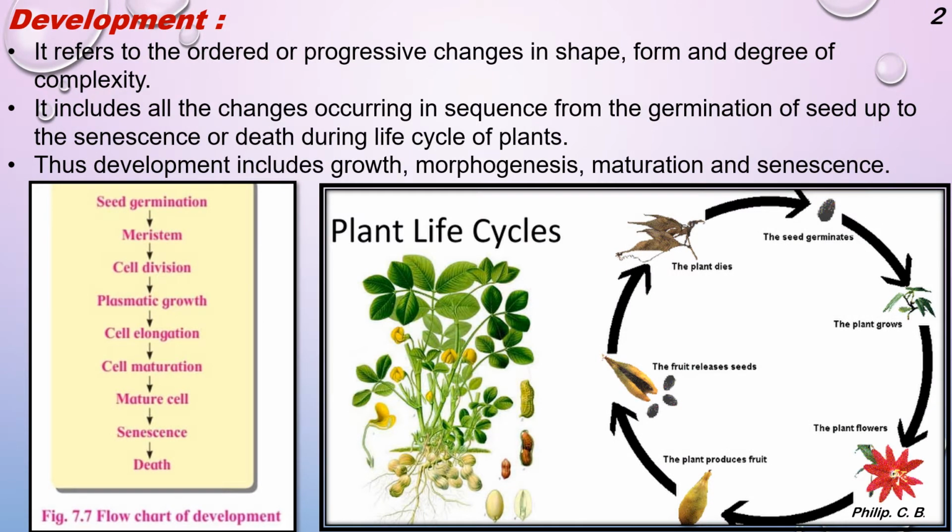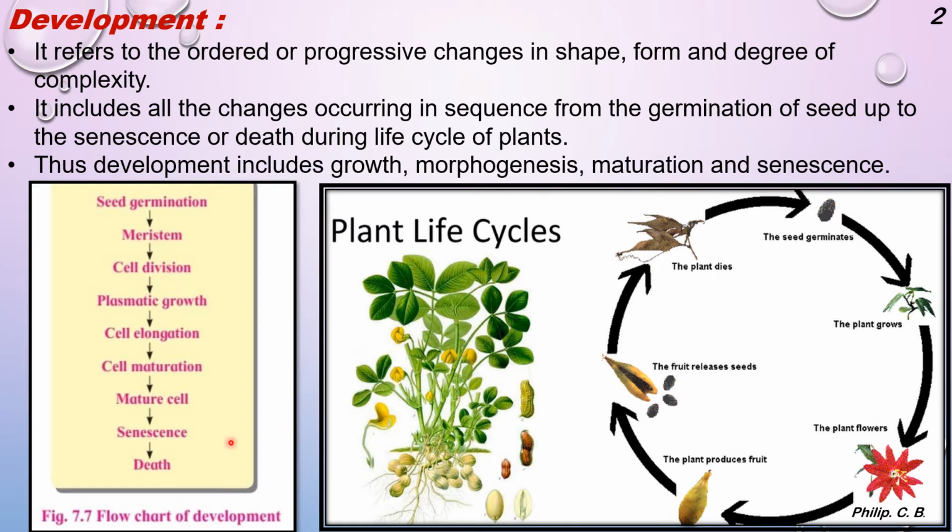Further, we learn about the development. Now you can see the chart which I have put up over here about plant cycles. In this, you can see how the seed germinates, the plant grows, the plant flowers, produces fruit, releases the seeds, and at a later stage, the plant dies. And the cyclic process continues.